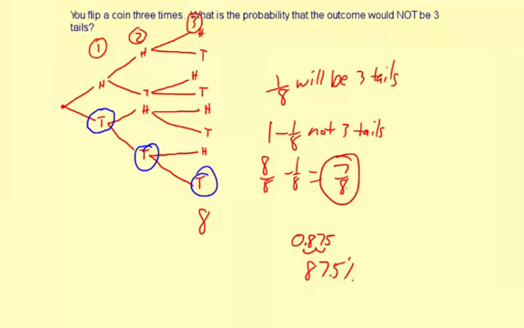All these answers are equally correct. And it really depends on which answer makes the most sense to you. Does 7/8 probability make the most sense, 0.875, or 87.5%? So that's how you can use a complement situation to help you figure out probability.